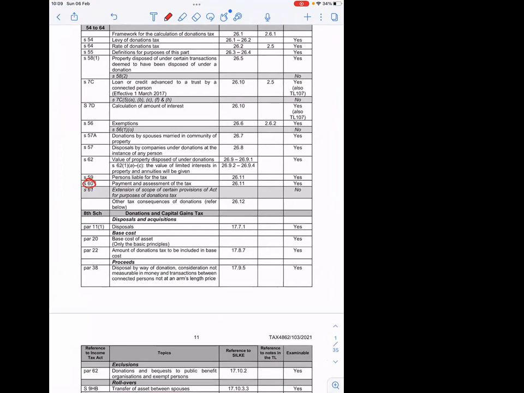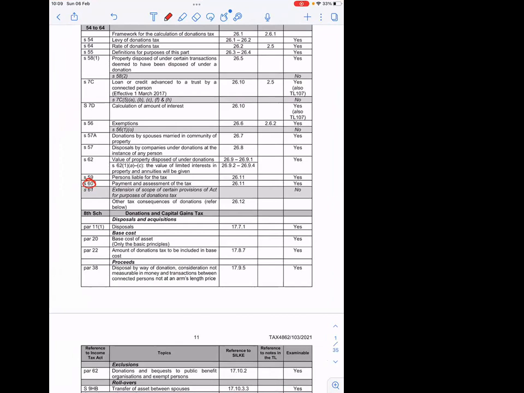Payment and assessment of the tax. 1. Donation tax shall be paid to the Commissioner by the end of the month following the month during which a donation takes effect, or such longer period as the Commissioner may allow from the date upon which the donation in question takes effect.